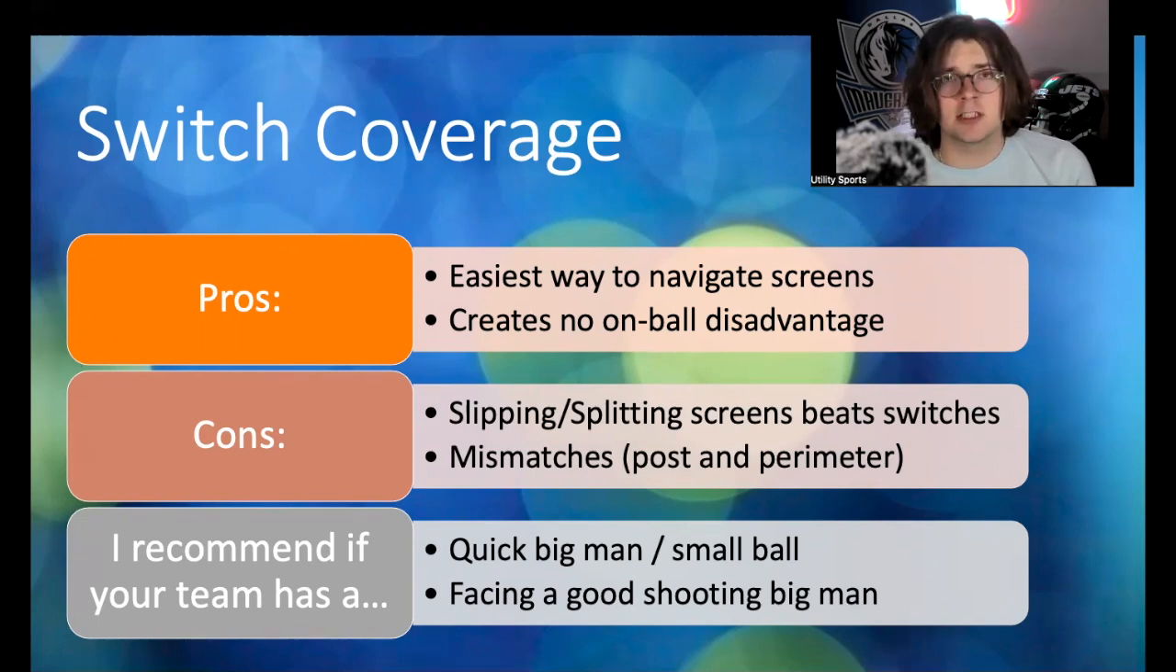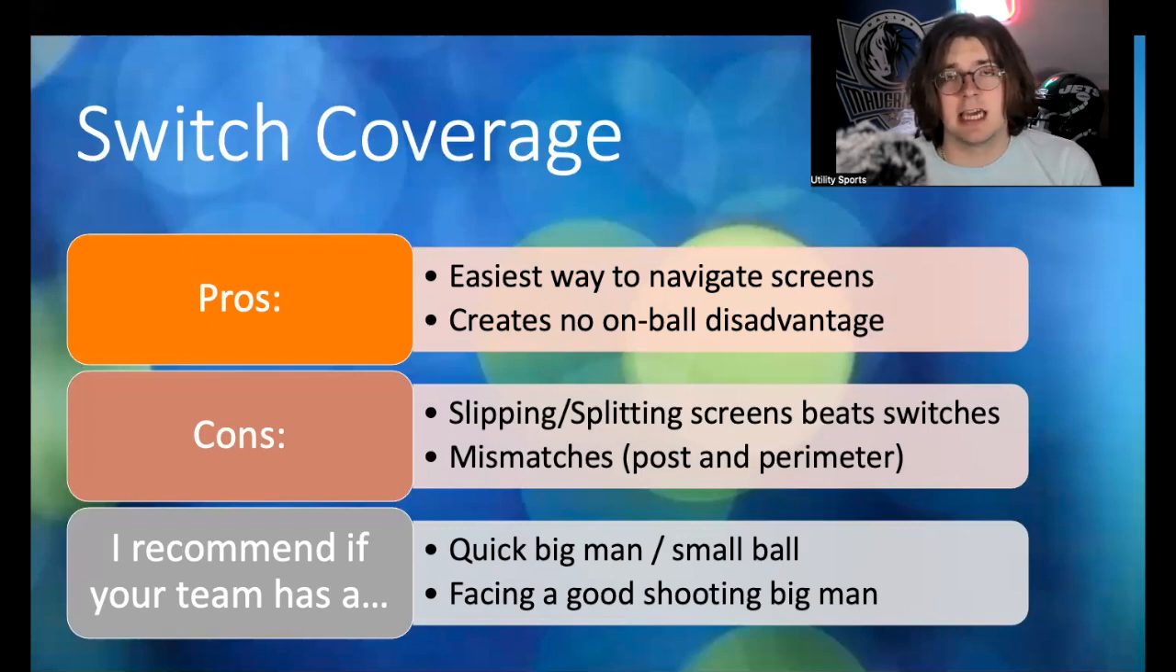I recommend using switches if your team has a really quick big man who you think can live out in space and switch on to perimeter players. Definitely could be a very helpful tool. Or if you don't have a big man, or maybe you have only one big man in your program, and when he's out of the game, how are you going to answer pick and roll defense with small ball? And it might have to be switching.